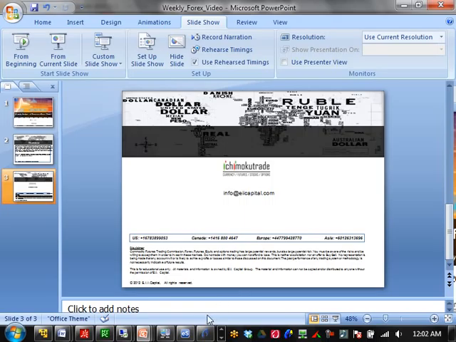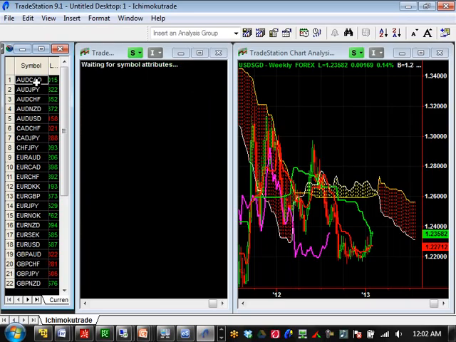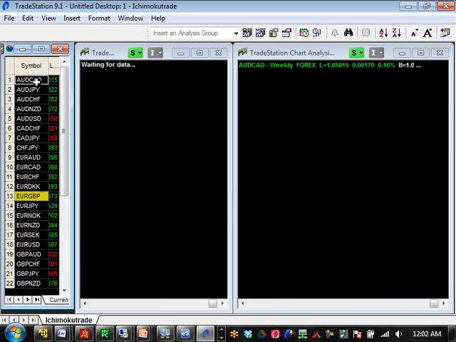Okay, so let's first start looking at currency. Remember, on the left hand side you have your daily time frame, and on the right hand side you have your weekly time frame. So let's go through and start looking at Australian CAD.